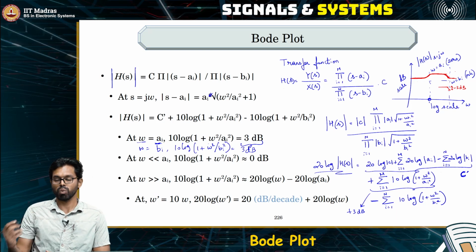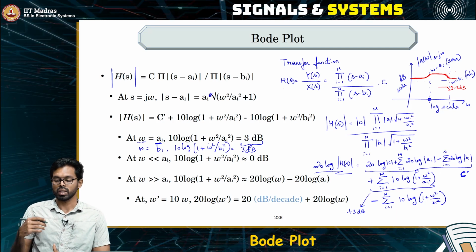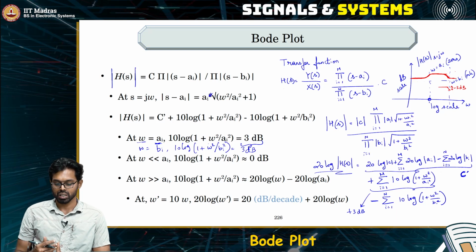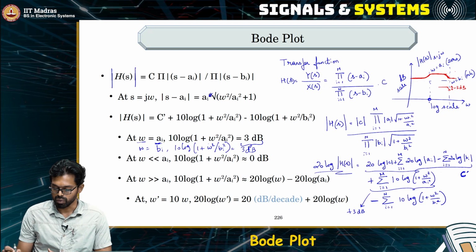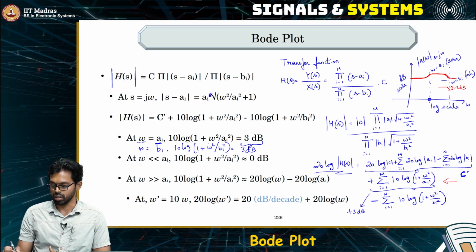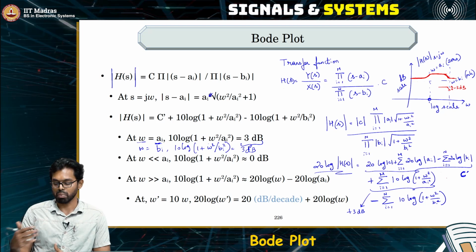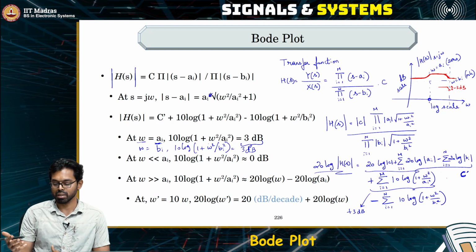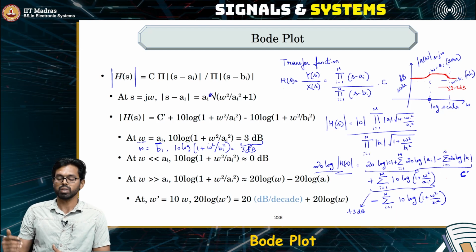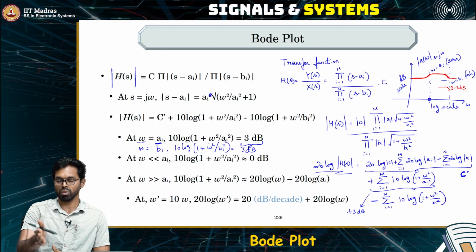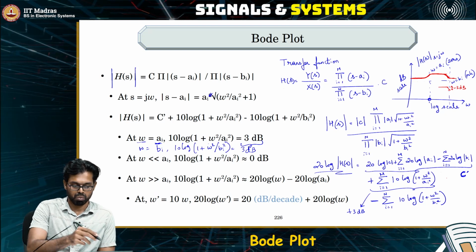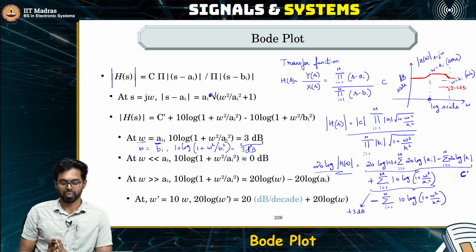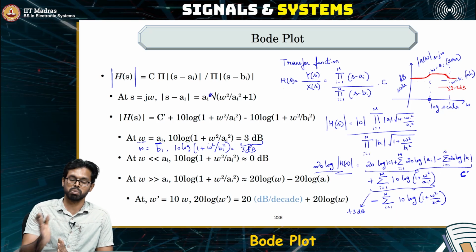So, at the poles and zeros, the transfer function's magnitude changed by 3 dB compared to what it was before. So, this is always a plus 3 dB or minus 3 dB. This plus or minus 3 dB is either an increment or a decrement compared to what the value was before reaching that particular frequency.